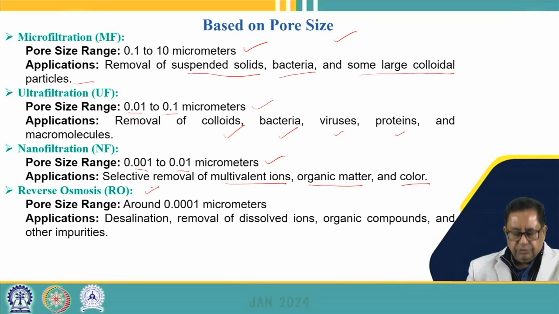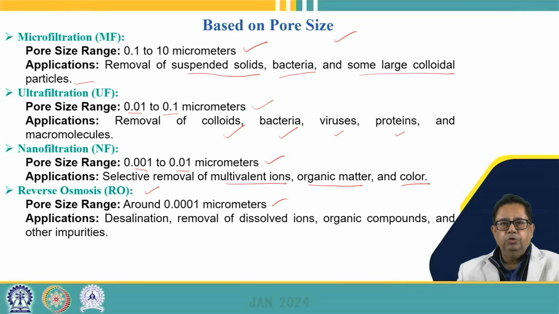And lastly, we'll talk about reverse osmosis, where the pore size may be around 10 to the minus 4 micrometers. This may be used for the removal of dissolved solids and dissolved ions. Similarly, it may be used for the desalination of waters. It may be used for the removal of organic compounds, as we are targeting the wastewater and other impurities which are present in the water or wastewater.